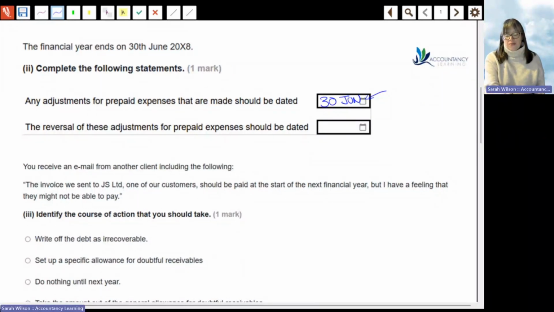The reversal of these adjustments for prepaid expenses should be dated. So when we're going to reverse them is then going to be in the next financial year. So our year end is the 30th of June. So our next financial year will start on the 1st of July, and that's when we'll do all of our reversing entries.